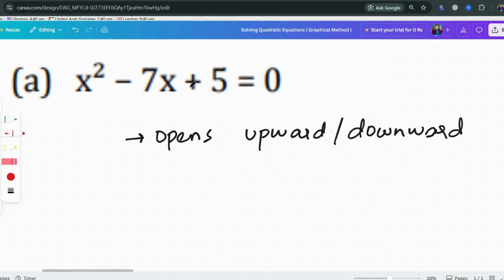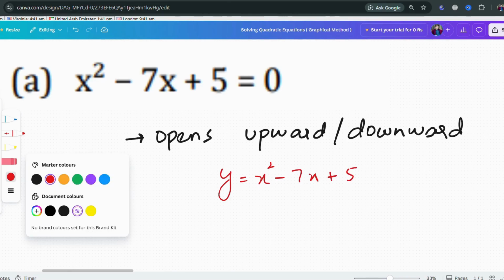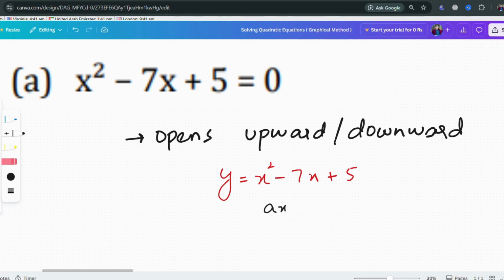For that, we will assume this equation is equivalent to y equals x squared minus 7x plus 5. After comparing it with the standard form of a quadratic equation, which is ax squared plus bx plus c, we can say that a is 1, right? And that's also a positive number. So whenever a is positive, the parabola opens upward, all right?